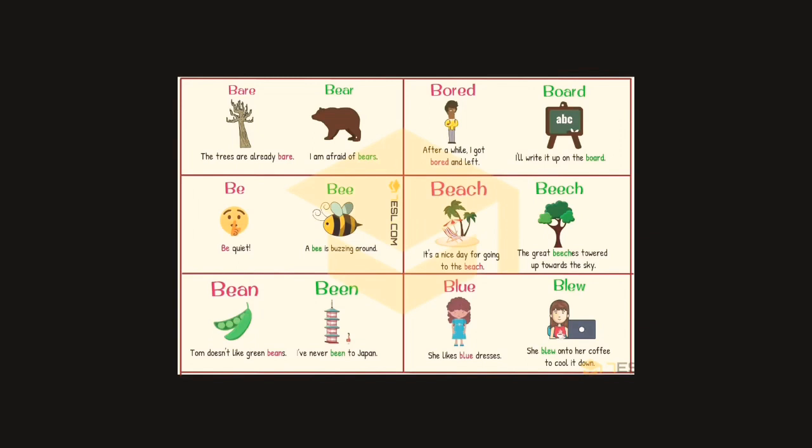Here is one that I found on the internet, and it kind of associates them with a picture. So bare versus bear, the tree is empty, it's bare versus bear, the animal. Be, be quiet, versus bee, the bug that stings you. Bean. Board versus bored, that's the one I did earlier. Beach versus beech. Blue versus blew. And this is something that you could show your kids as a reminder for them, because unfortunately the English language is the way that it is, and it's extremely complex and difficult for no good reason.